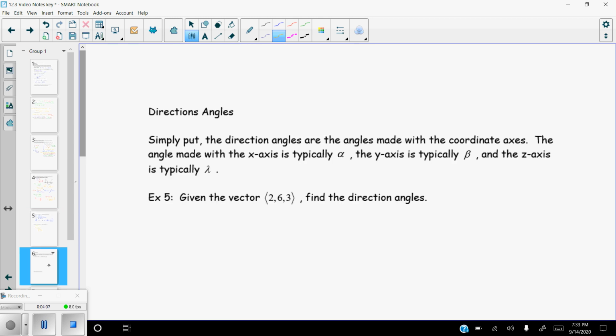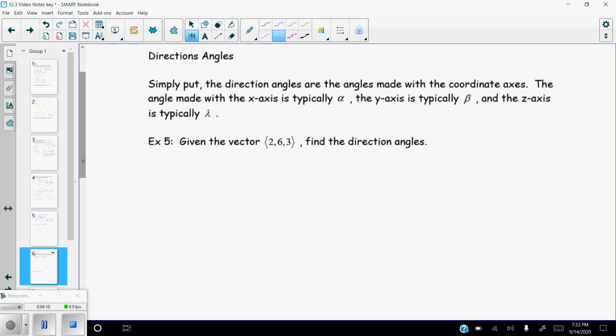All right, moving on. Now we're going to talk about something called a direction angle. A direction angle simply is the angle that is made with the coordinate axis. If you have some kind of a vector, it's going to make a specific angle with each one of the axes, the x, the y, and the z axes. We call the direction angle made with the x-axis alpha, the one with the y-axis beta, and the one with the z-axis gamma. We're given the vector 2, 6, 3, and we want to find the direction angles. Let me illustrate this so we have somewhat of an idea what we're looking at.